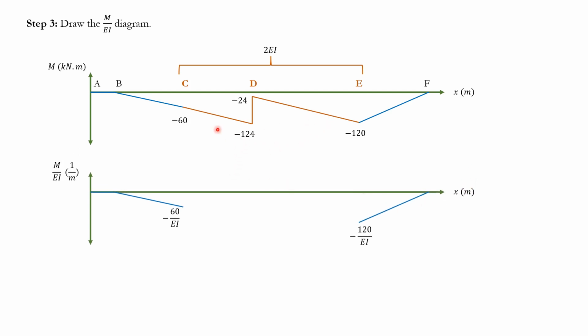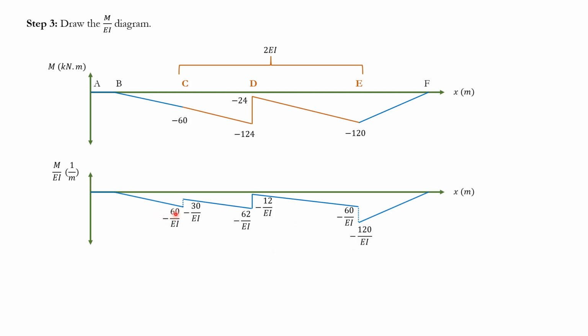And then for this part, whatever value I see, I'm just going to divide them by 2EI. So I'm just going to say negative 60 over 2EI, negative 124 over 2EI, and so forth. So negative 60 over 2EI is negative 30 over EI, and so forth. You just find all these values one by one, right? So it all corresponds to each other, see? And this will be our M over EI diagram.